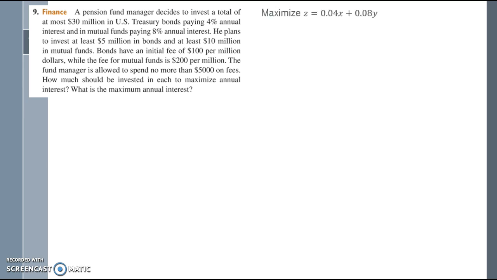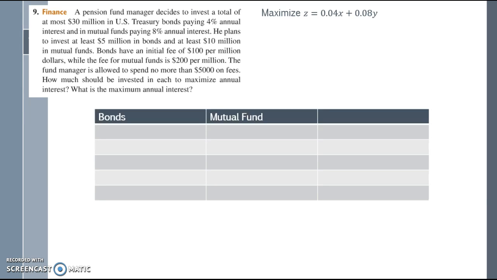So I know that I want to maximize, so I'm going to use my Z function here. Remembering that we use percent, we change to a decimal. I'm going to associate X with the U.S. Treasury bonds, and therefore Y would be the mutual funds. We're going to use that same pattern throughout. So I'm going to set up a little table here. We have bonds and mutual funds, bonds representing again X, and mutual funds therefore representing Y.